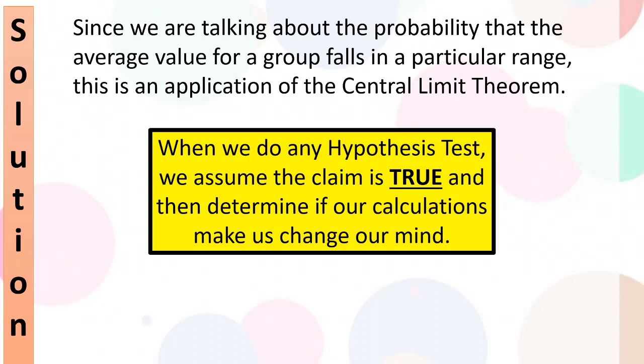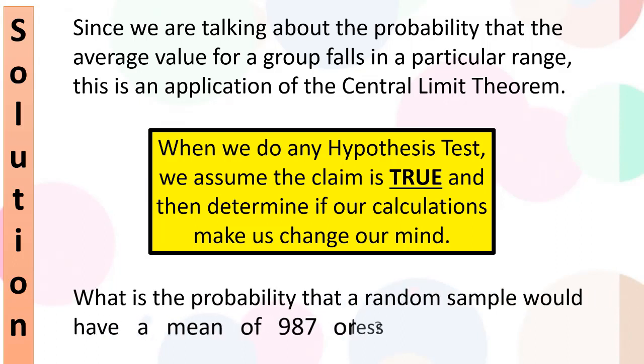So whenever we do a hypothesis test, we always assume that the claim that they're making is true. And then we determine if the calculations we make change our mind. Right? So we're giving them the benefit of the doubt, assuming that their values are true. Then if that leads us to a contradiction, we'll cease to believe their claim. So the question we're really asking is, what is the probability that a random sample would have a mean of 987 or less?